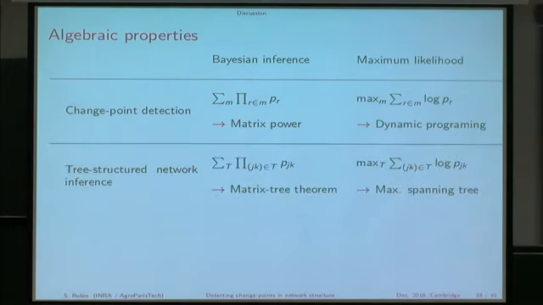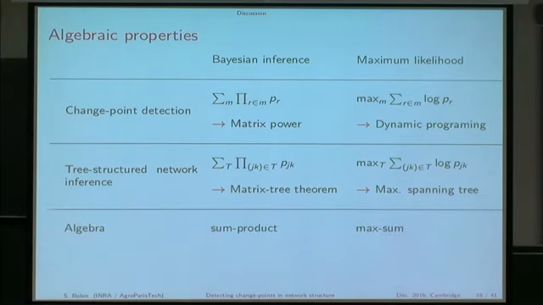For tree structure networks, what we saw is that whenever you want to do tree structure network inference in a Bayesian setting, you can use the matrix tree theorem to do this integration. If you are doing maximum likelihood, it would be a maximum spanning tree problem. And again, you know how to solve that, okay? And in the two cases, we know the reasons. There is a kind of parallel in terms of algebra. On the left, it's a sum-product problem. On the right, it's a max-sum problem.